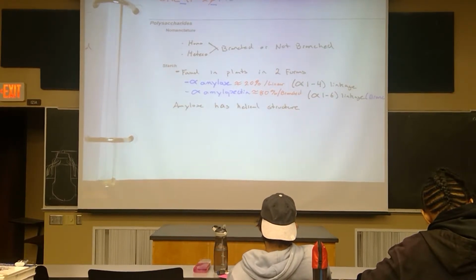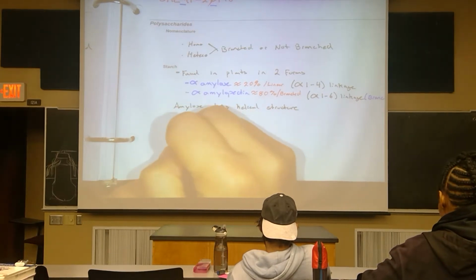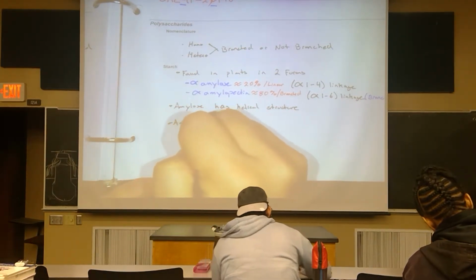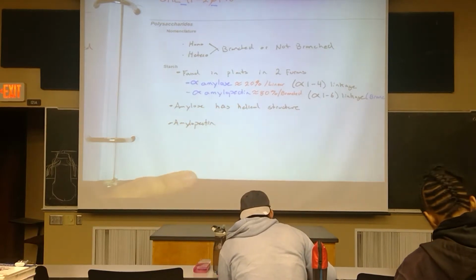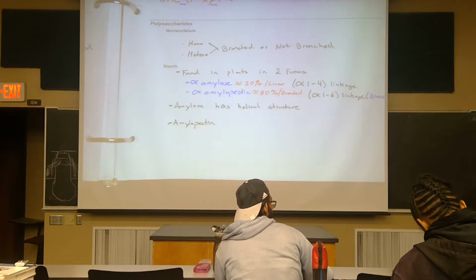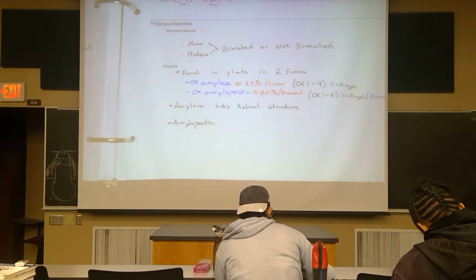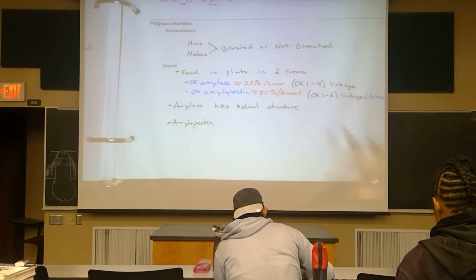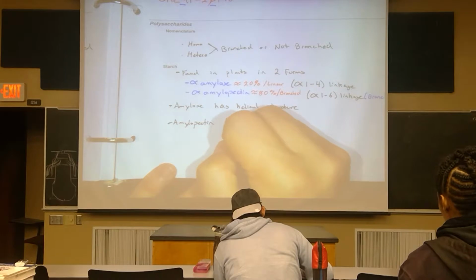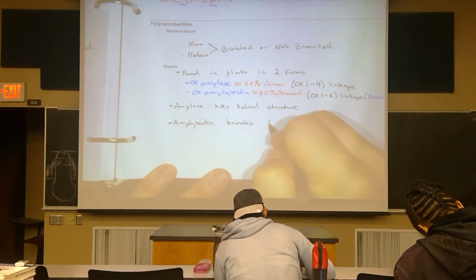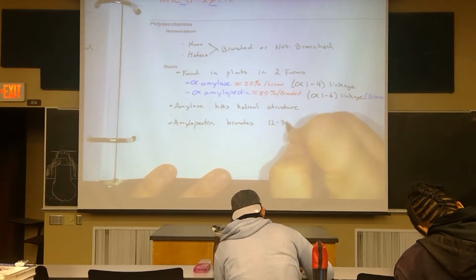You can imagine amylose has helical structure, amylopectin does not. Why do you think it doesn't? Branching structure. Branches all over the place. It would probably be hard to form a nice symmetrical helical structure when you branch all over the place. Amylopectin does not form a helical structure. It branches. It branches every 12 to 30 residues.